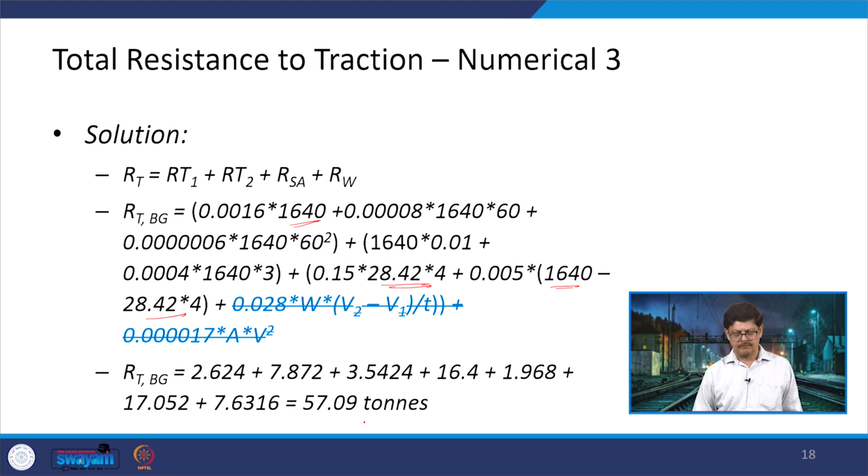Finally, altogether if we consider these resistances where we have not talked about the resistance due to the starting and acceleration, we have not talked about the resistance due to the wind effect, it still comes out to be 57.09 tons. So, this is a big value, and this big value is going to make an impact to the hauling capacity, as I said to you in the very starting.